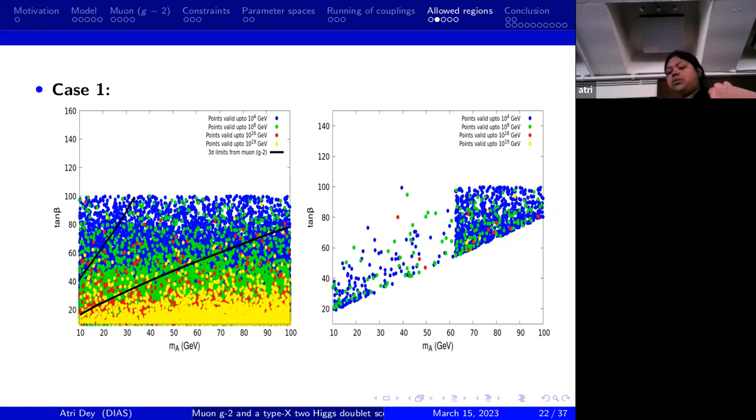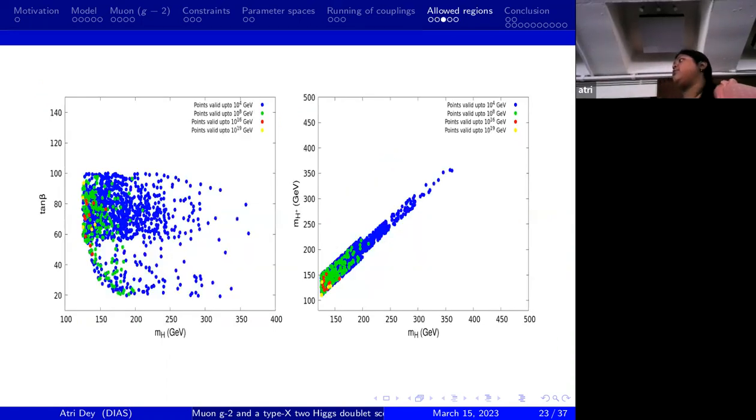This is very clear in this plot also, which is the same plot in the M_H tan beta plane after putting in all the constraints. We can see that we have some points which are valid up to 10 to the power 19 GeV. These points are plotted at the electroweak scale, and they have high-scale validity up to 10 to the power 19 or 10 to the power 16 GeV.